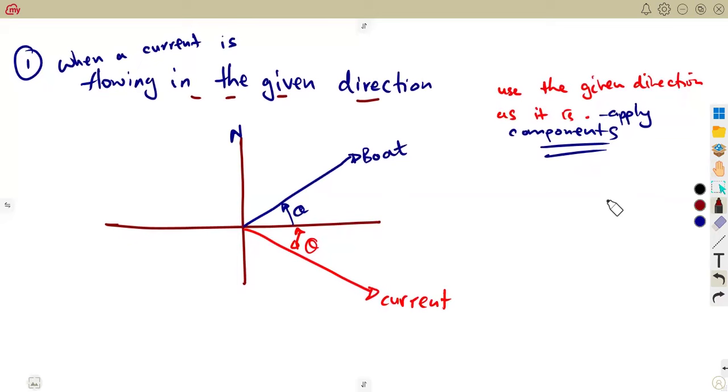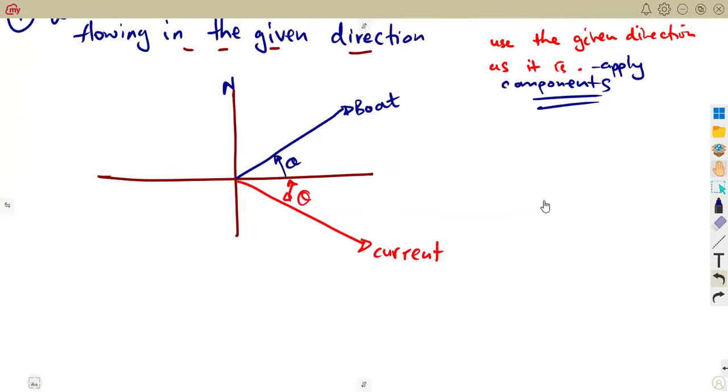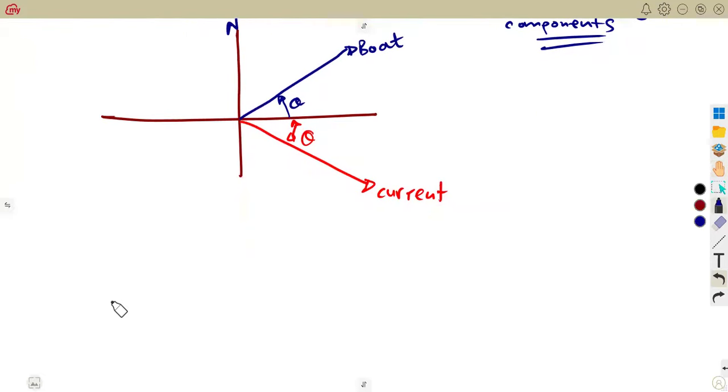All right. So this is it. You're going to use the given direction as it is, whatever you have there, the current as it is. There is no changing, guys. You apply your components, and you're done. You know your components: you need horizontal, vertical, and then also the resultant. So that is the first condition, when the current is given in that direction. We're going to see questions and also how to apply our components.